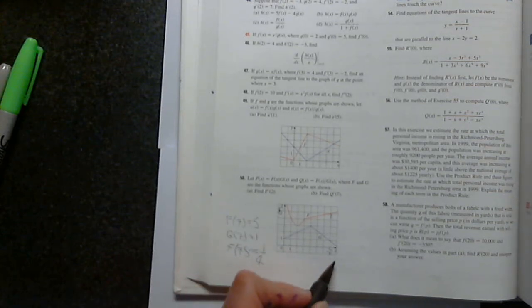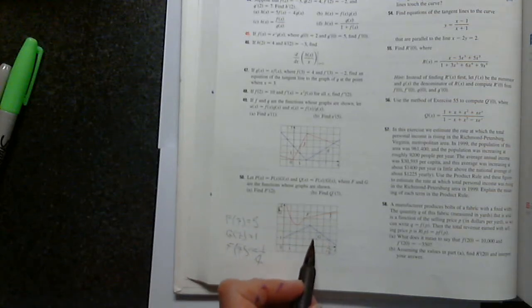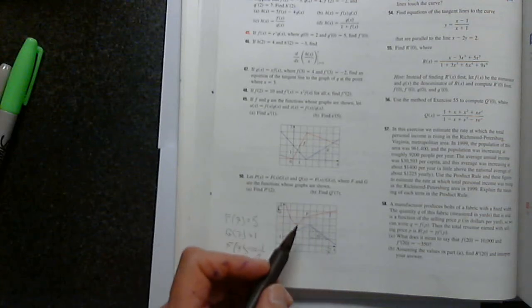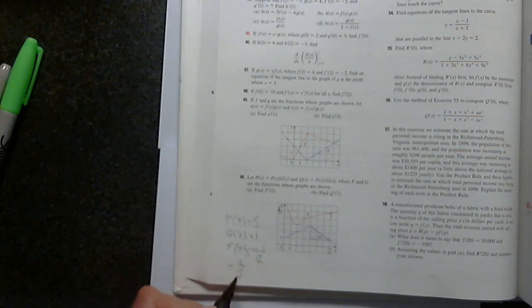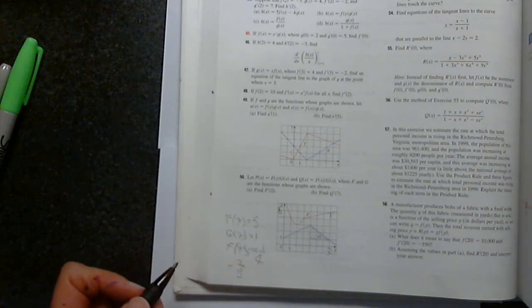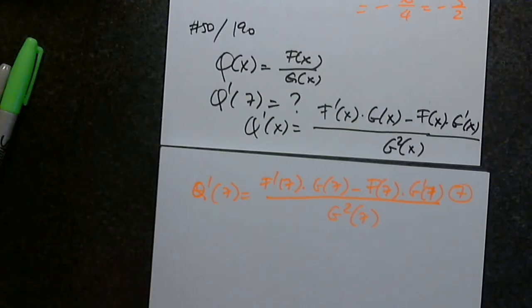Good. And now g, of course, I see it's a negative slope. So at g of 7, again, I'm going to form this triangle. So I see a rise of 2 and a run of 3. So that will be negative 2/3. G prime of 7. Okay? Questions? We see that? Any questions? Anyone? Okay, so let's put them in, and this is it.